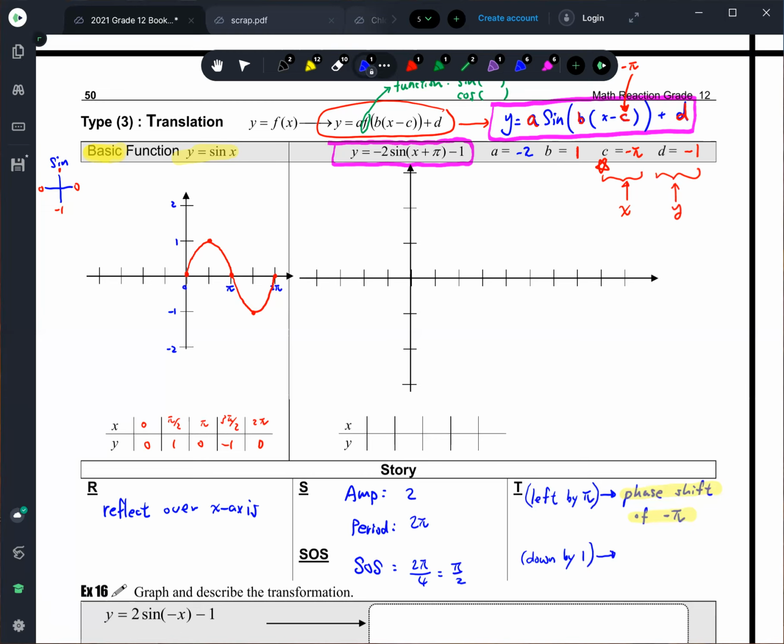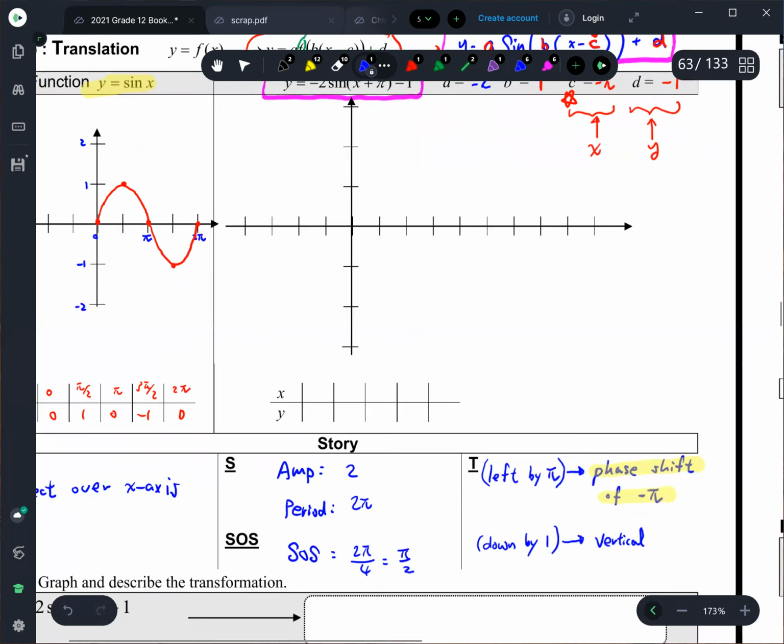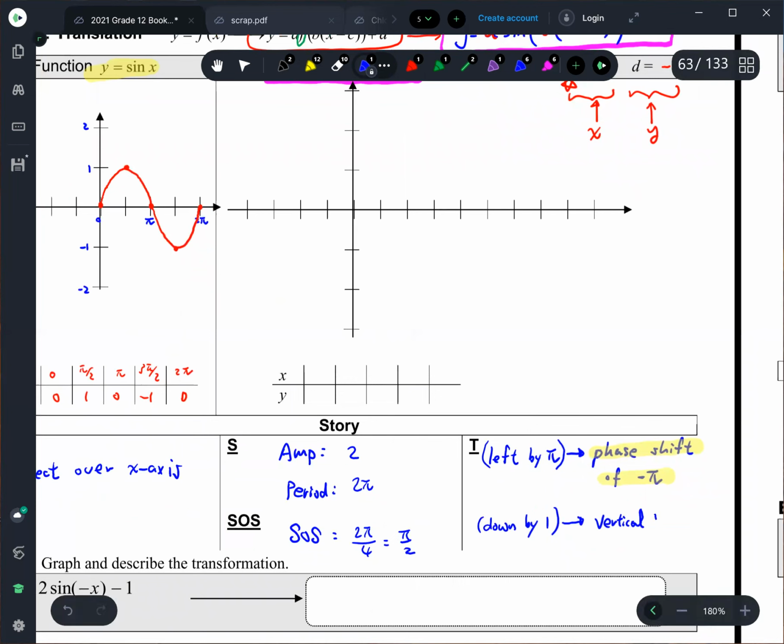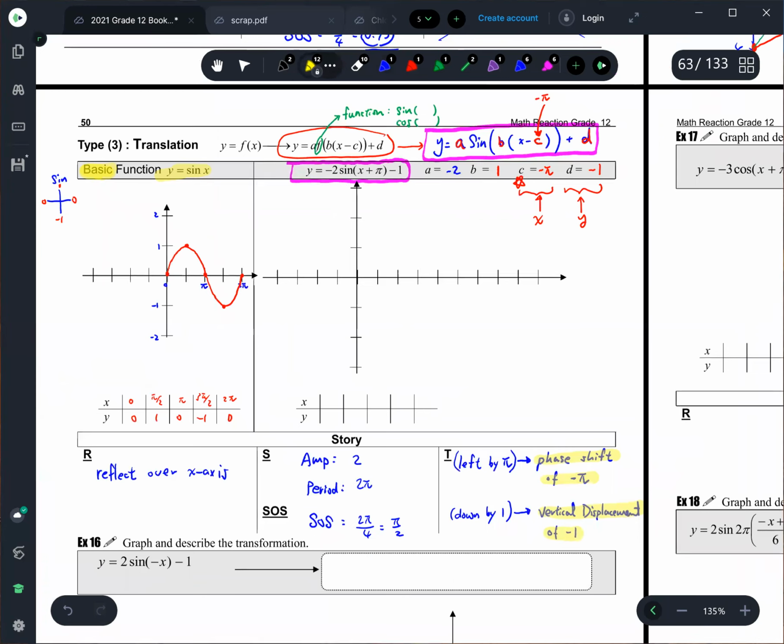We have a new term. We'll call it vertical displacement. Vertical displacement of, because it's going down, right? So we just say -1. Okay, new names, just like when you learn amplitude, period, phase shift. These are just for trigonometry.